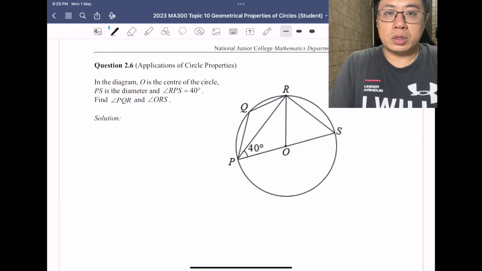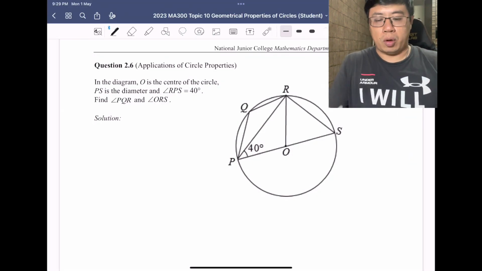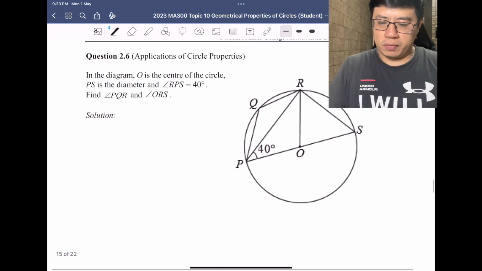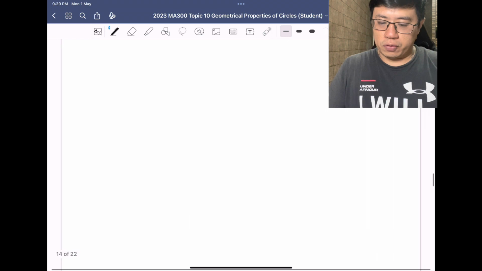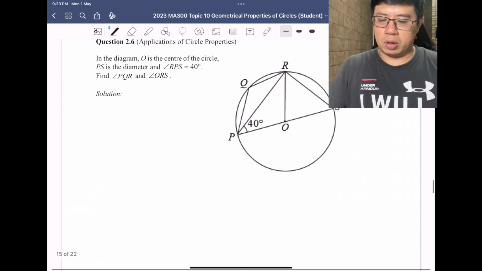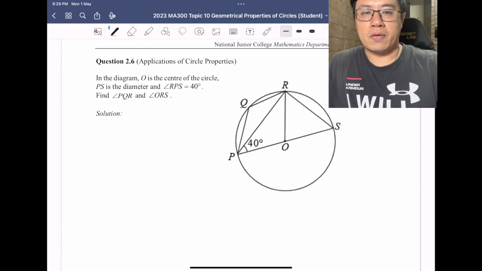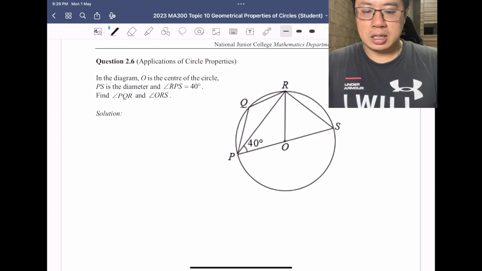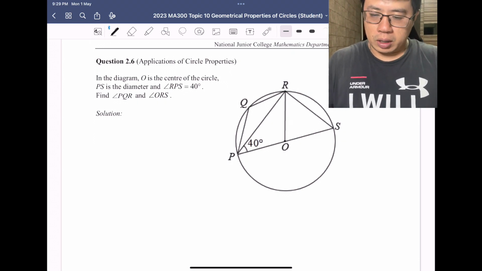Okay, hello everyone. So this will be a video on question 2.6, right? This is the application of circle properties. Previously we have covered quite a few questions. We have actually gone through almost all the 8 properties of circles, the 4 angle properties as well as the 4 symmetric properties. So over here, we are looking at this question.